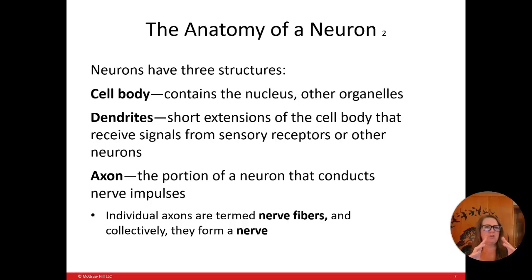the information. One neuron can actually receive messages from hundreds of other neurons, so it has to decide what to do with that. Sometimes nothing happens, but if something happens, then now we're going to generate an electrical impulse that is going to move along the axon, sending that signal to its synapse. Okay. Couple other terms. Individual axons are called nerve fibers, but collectively, when we have a bundle of nerve fibers or axons, it forms a nerve.